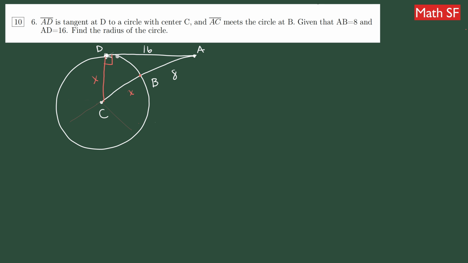By being perpendicular, here we have a right triangle with sides 16, 8 plus X, and X. We could apply the Pythagorean theorem. So using Pythagoras, we're going to get that the hypotenuse, X plus 8 squared, is equal to X squared plus 16 squared.